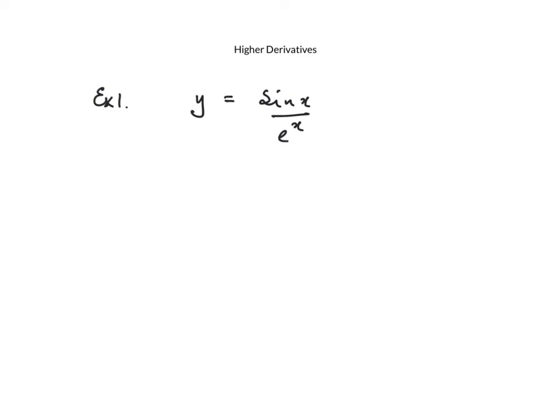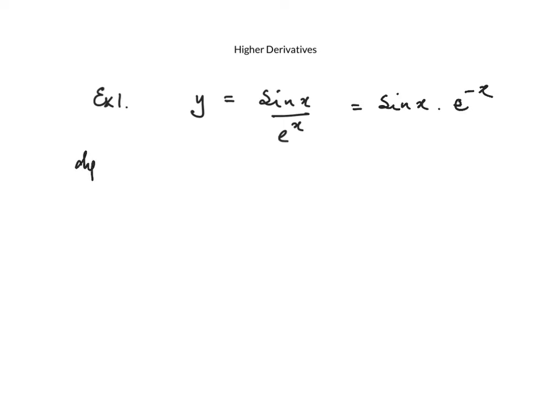y equals sine of x over e to the power of x. Now we're going to differentiate this a number of times. It would probably be easier if we wrote it as a product. The product rule is easier to manage, and it's much quicker than the quotient rule.